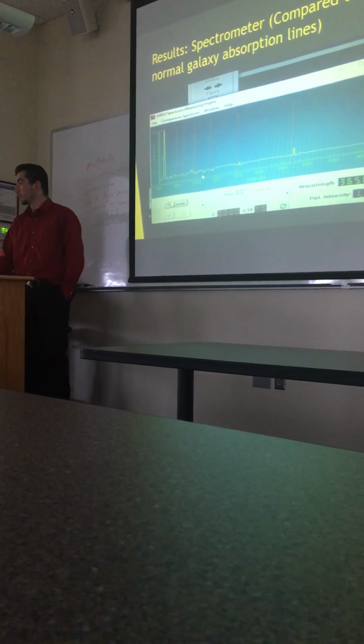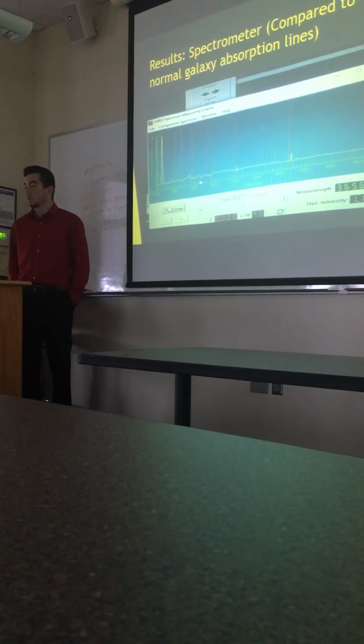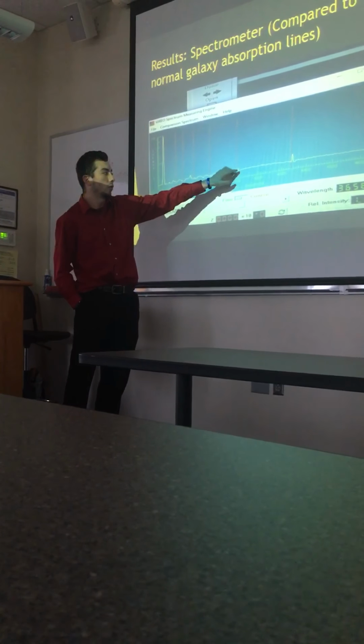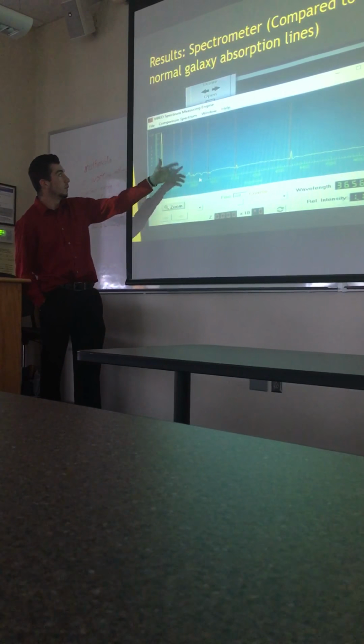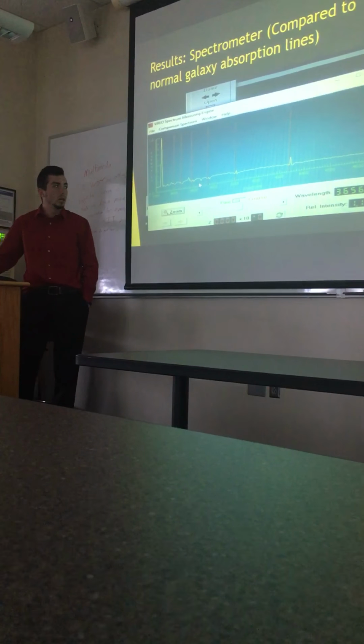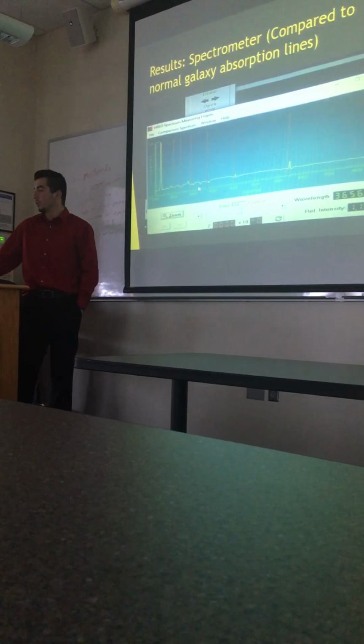So here's a spectrometer reading. We compared it to the normal galaxy absorption lines, which are the red lines here. As you can see, they don't match up very well other than this point, but 1 point out of 5 isn't good enough. So when we compared them, it wasn't really comparative. It wasn't a good comparison.